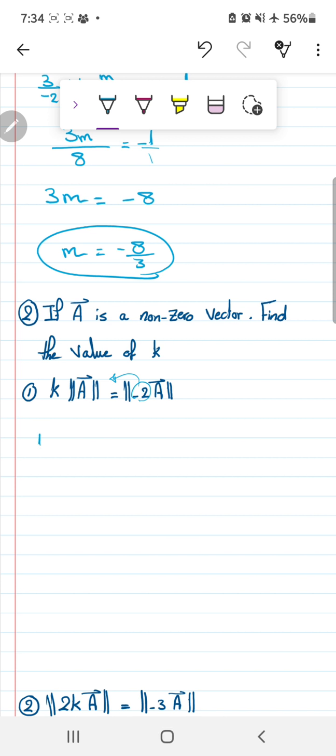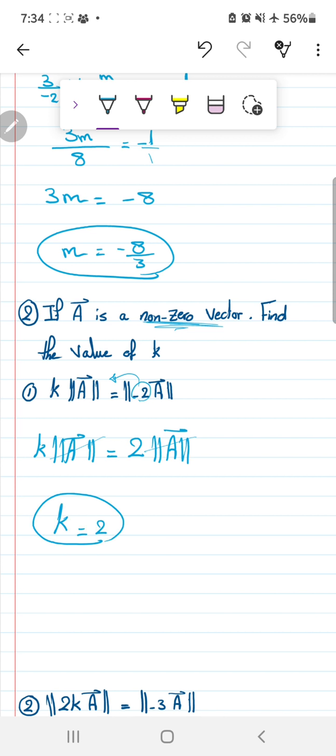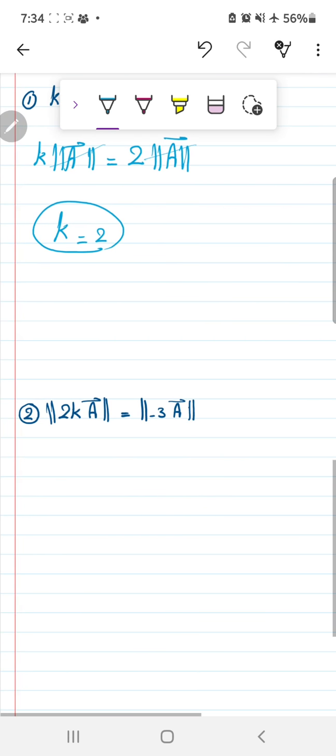So here k times the norm of vector A equals 2 times the norm of vector A. Cancel vector A with vector A, or divide; it is possible because vector A is non-zero. So we get k equals 2. It's very easy. Another one.